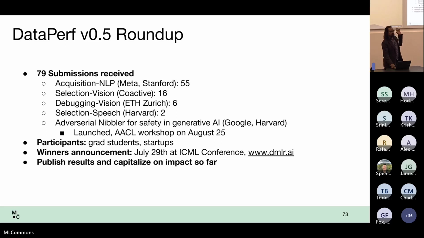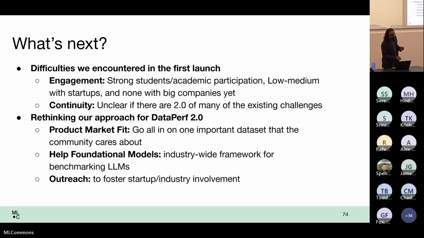Our main task at this point, to round this up, is to make sure that we publish and capitalize on the impact of these challenges that we've had so far, and figure out what next. So what's next? Difficulties that we encountered in the first launch: engagement was a challenge. It was difficult to get a lot of people to participate. We really knocked on the doors.